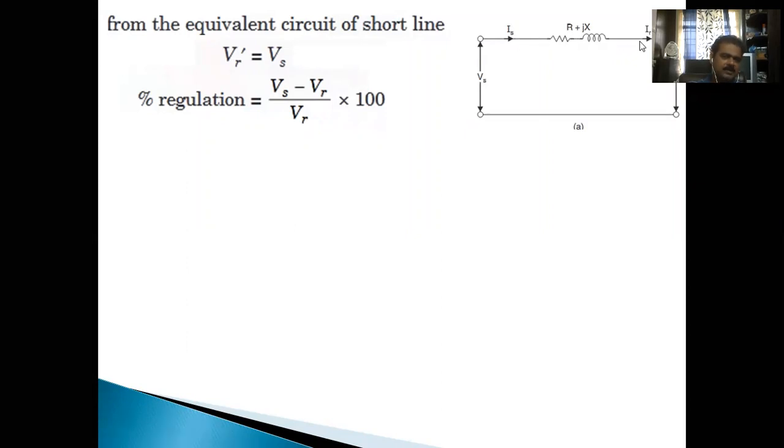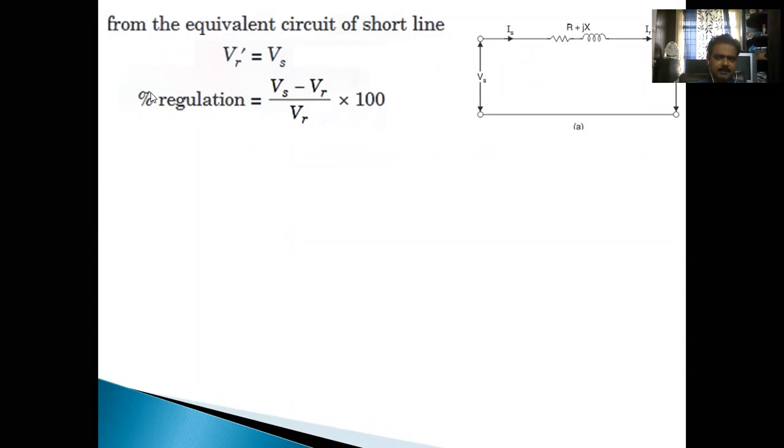IR value is 0. Once we know that IR value is 0, there is no drop. So whatever may be the voltage at the sending end, that appears across these 2 points. That's why I have represented VR dash, the receiving end voltage under no load conditions, which is equal to the supply voltage or sending end voltage.